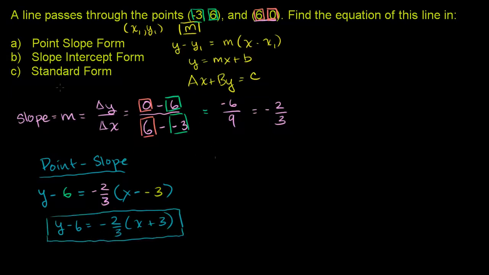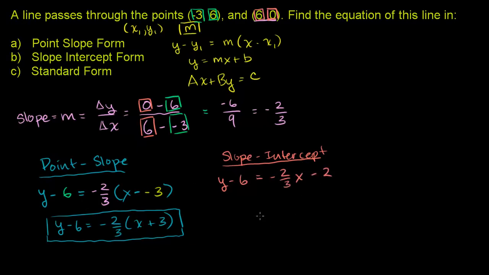Let's do that. So let's do slope-intercept in orange. So what can we do here to simplify this? Well, we can multiply out the negative 2/3. So you get y minus 6 is equal to, I'm just distributing the negative 2/3. So negative 2/3 times x is negative 2/3 x. And then negative 2/3 times 3 is negative 2.